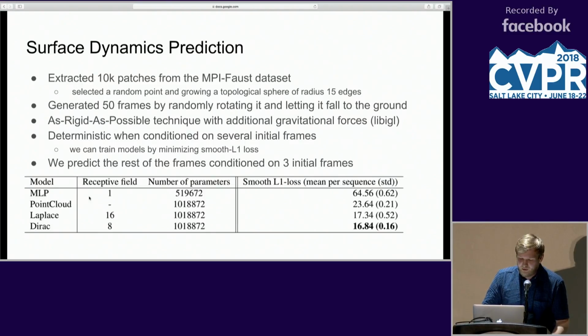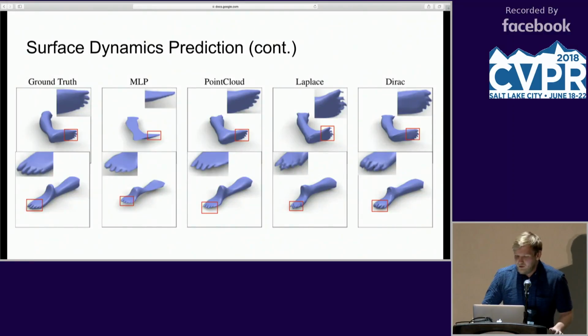So the Dirac plus operator performs significantly better than the point cloud model, and as you can see, the Dirac operator also performs better than the Laplace-based model. On these images, you can see that the Dirac operator performs better in the regions of high curvature.